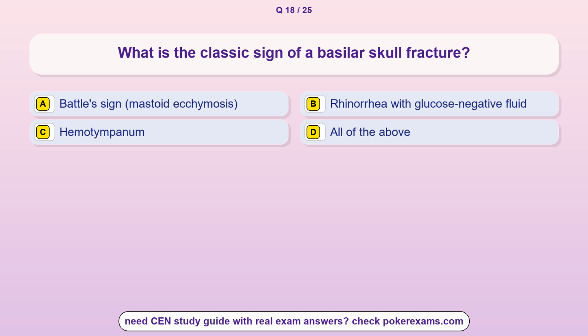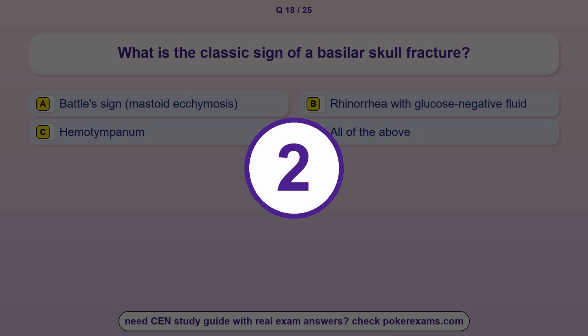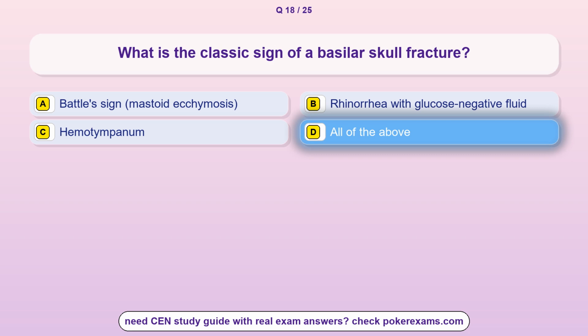Question 18. What is the classic sign of a basilar skull fracture? Option A, Battle's sign, mastoid ecchymosis. Option B, rhinorrhea with glucose negative fluid. Option C, hemotympanum. Option D, all of the above. The correct answer is option D, all of the above.